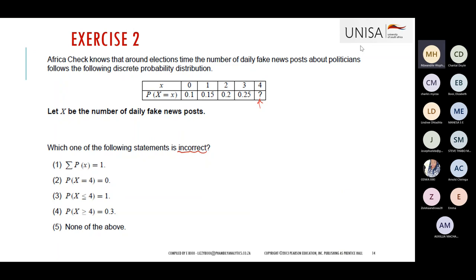I guess my question is more related to how you answer, because of the way this is worded. For number five, it says none of the above, as in none of the above are incorrect, or is it a case of, because it's asking which of the following statements is incorrect, and it's incorrect to say none of the above is incorrect, if you know what I'm saying.